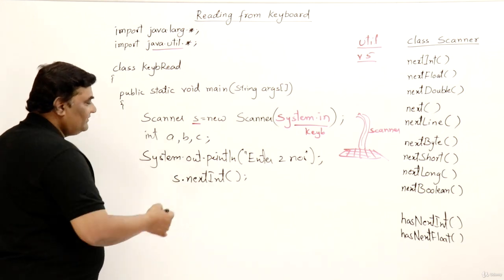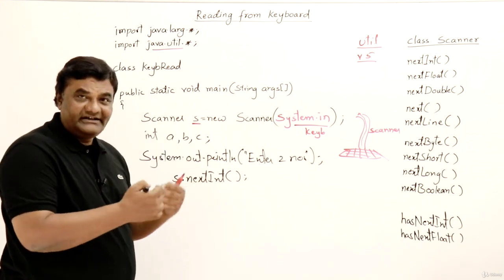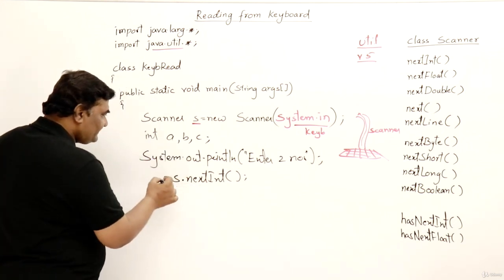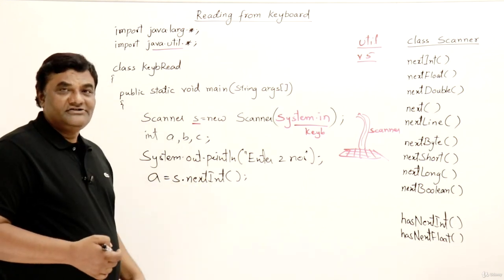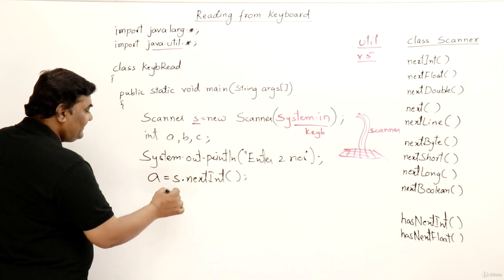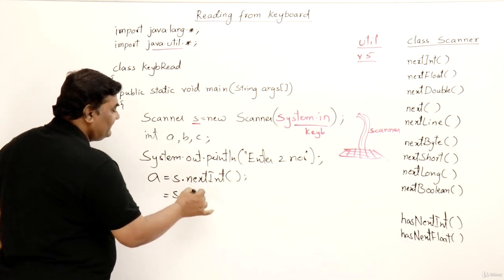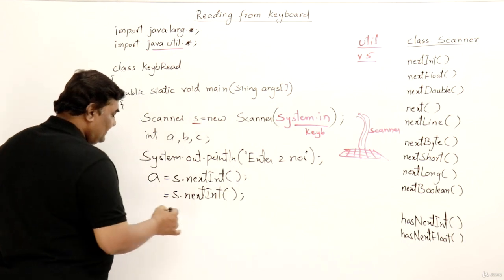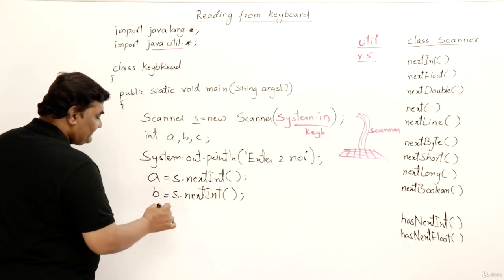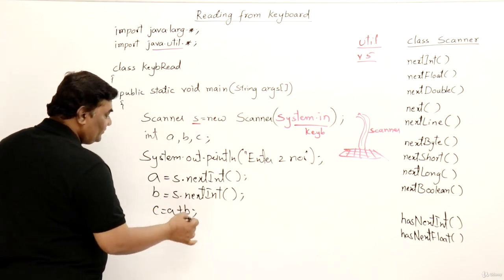s.nextInt will get an integer and let us store this in a. Actually this method will return that integer value. In the same way I will read the next number, that is s.nextInt, read the number and take it in b. Then c = a + b, this will be adding the two numbers.